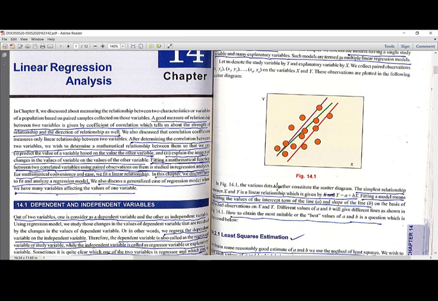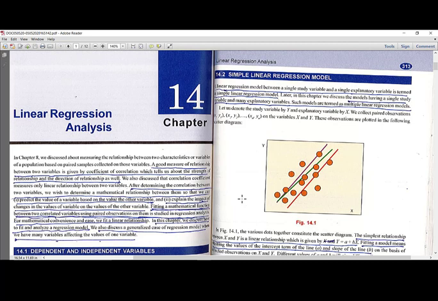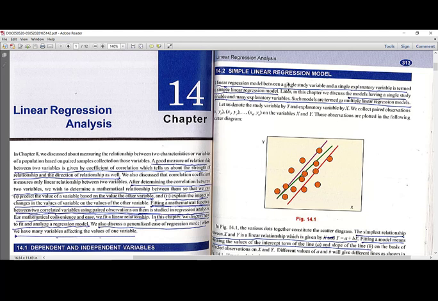After discussing dependent and independent variables, now let us come to the simple linear regression model. A linear regression model between a single study variable and a single explanatory variable is termed as the simple linear regression model. That means here there is only one study variable and one explanatory variable. The study variable is the dependent variable, the explanatory variable is the independent variable. Of course, at the end of this chapter, we discuss models having a single study variable and many explanatory variables. Such models are termed as multiple linear regression models.